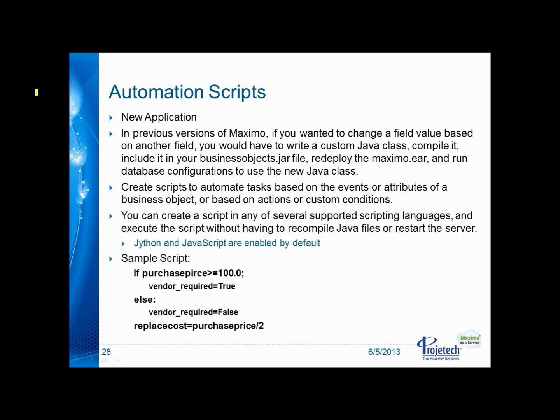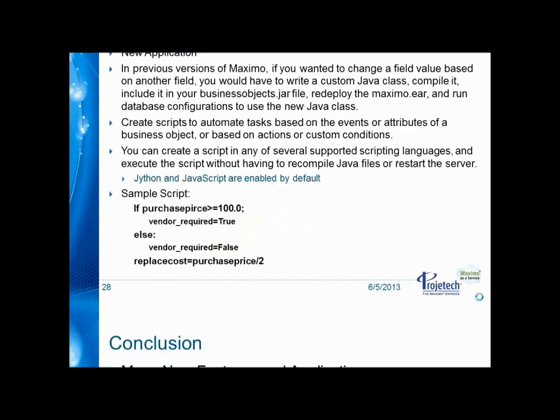Okay, and here's a sample script that you see here at the bottom. So if the purchase price is greater than or equal to 100, then the vendor field, if the vendor is required, equals true. Otherwise, if it's false, then the replacement cost field equals the purchase price divided by 2. So this is an example of a script that would update a field based off of the conditions outlined in the script.